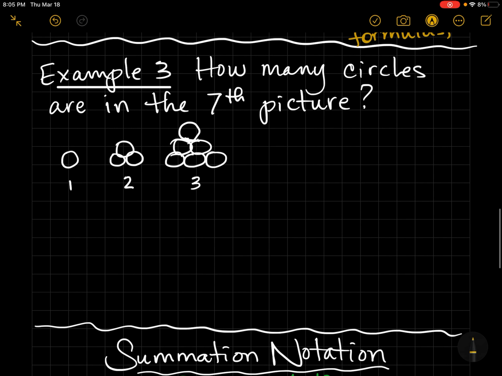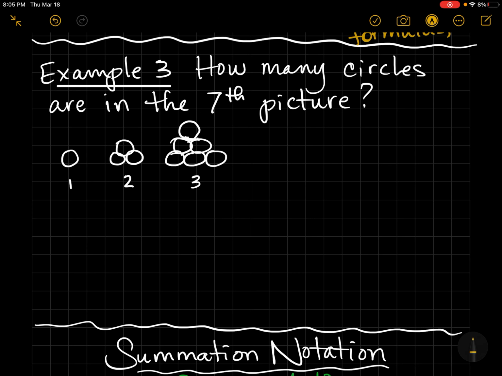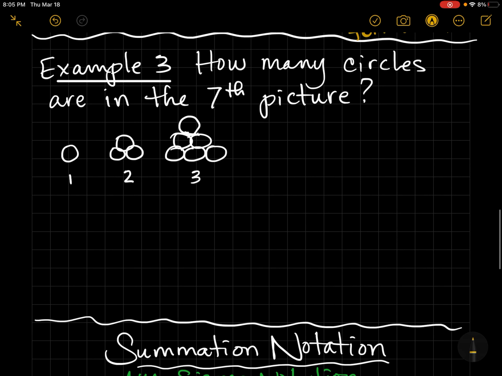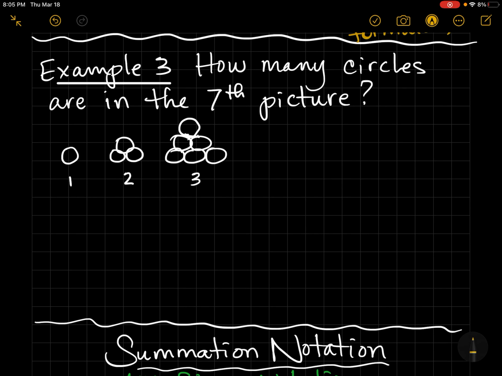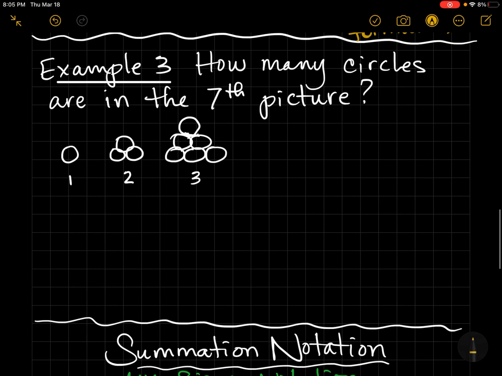How many circles are in the seventh picture? Now, there's a lot of ways to figure this out. I'd like for you to pause and see if you can figure out how many circles there are in the seventh picture. Okay, now that you've returned, I'll show you a couple of different ways that you might want to go about it.